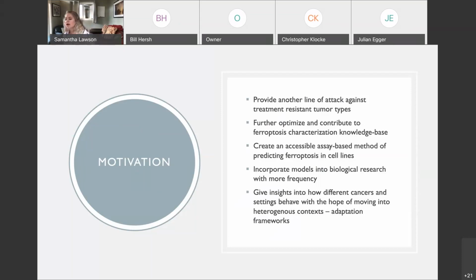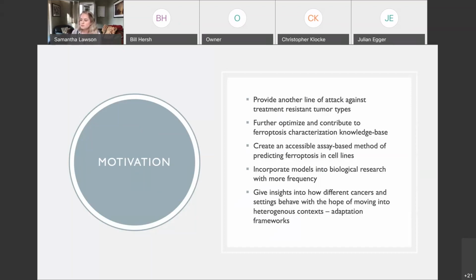Next, I wanted to create an accessible assay-based method to model the ferroptosis prediction in these cell lines. And I want to highlight accessible here. The goal was to create something that the broader research community could use without too much time or cost expense. And so I was hoping to make a simplistic way for other researchers within this ferroptosis field to access and predict what will occur in their settings.